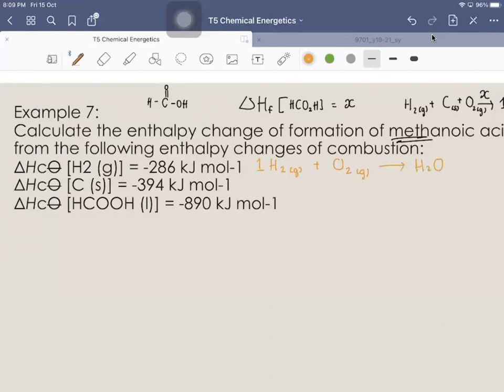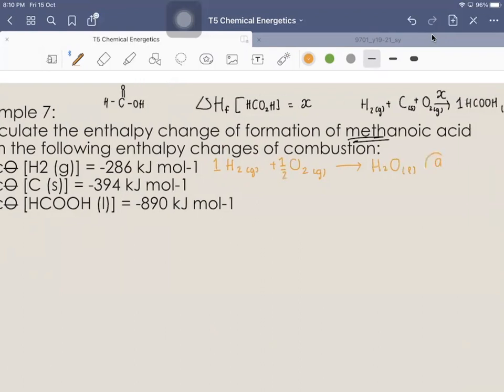Okay, next thing to do is balance. My hydrogen has to be 1, okay, because it's 1 mole of hydrogen burnt. Oxygen would have to be half to balance the H2O. Okay, that is equation A, and equation A has a value of -286.